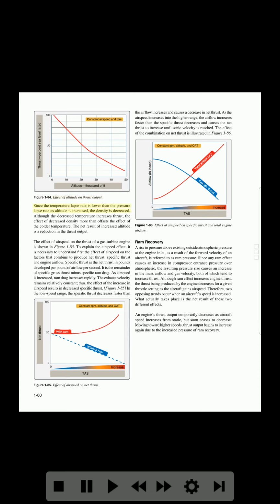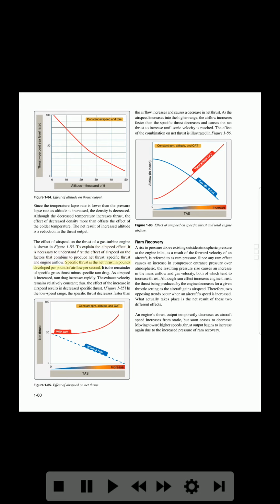Since the temperature lapse rate is lower than the pressure lapse rate as altitude is increased, the density is decreased. Although the decreased temperature increases thrust, the effect of decreased density more than offsets the effect of the colder temperature. The net result of increased altitude is a reduction in the thrust output. The effect of airspeed on the thrust of a gas turbine engine is shown in Figure 1-85. To explain the airspeed effect, it is necessary to understand first the effect of airspeed on the factors that combine to produce net thrust, specific thrust and engine airflow.